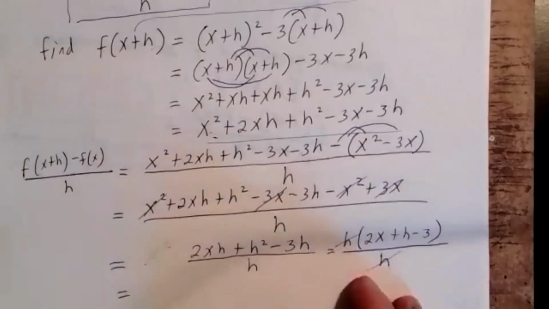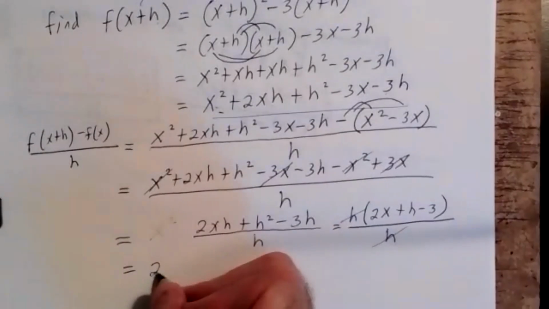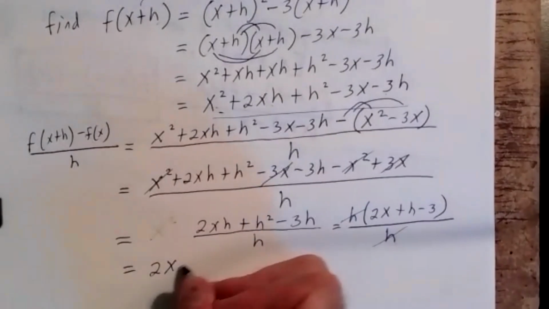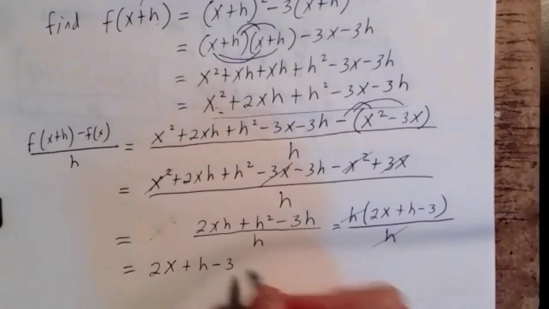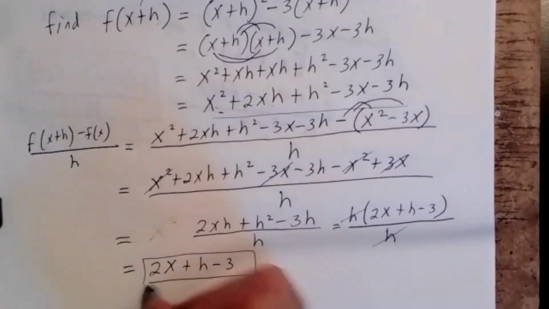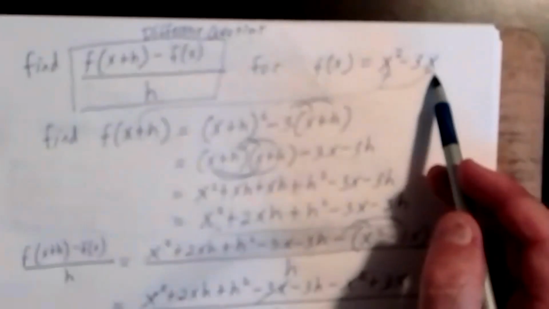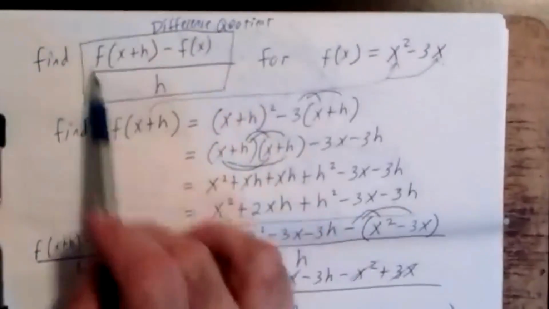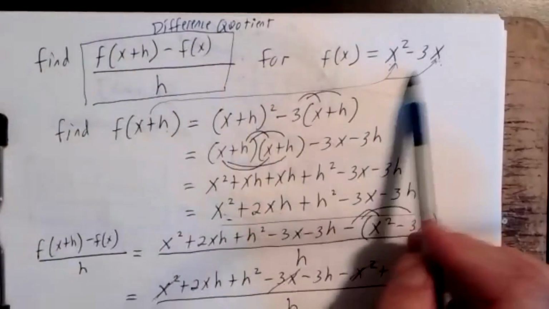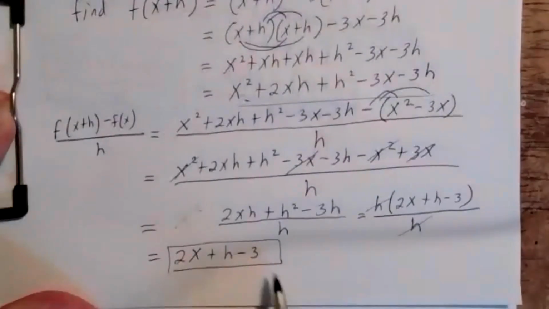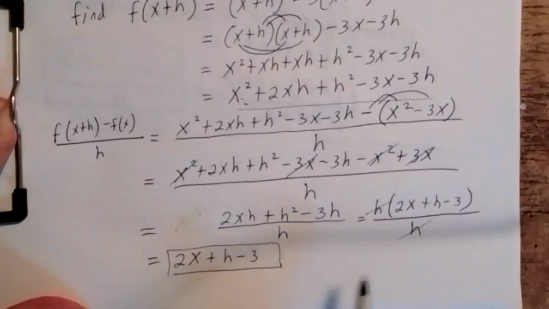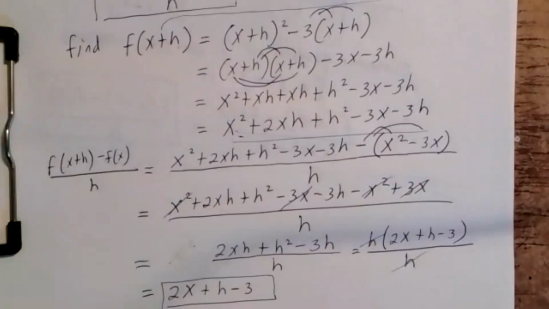So ladies and gentlemen, the difference quotient for this quadratic function is going to be 2x plus h minus 3, and that's your answer, okay? That is your difference quotient for the function f of x equal to x squared minus 3x. We just evaluated the difference quotient for this function. And your answer is 2x plus h minus 3 in the end. Any questions how we evaluated that difference quotient for that particular quadratic function?